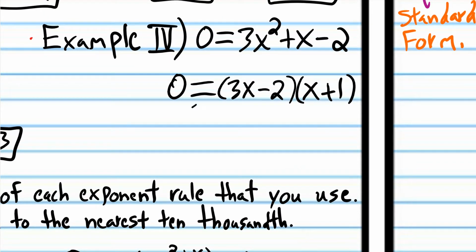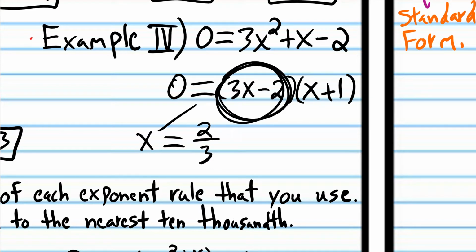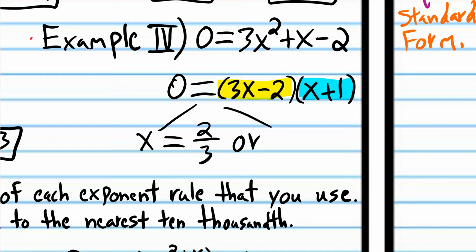So now we know that one solution is 2/3. If we set this equal to 0, because that's what we want, either the yellow to be 0 or the blue to be 0. If the yellow is 0, then you solve that and you get 2/3. If the blue is 0, then we get negative 1.